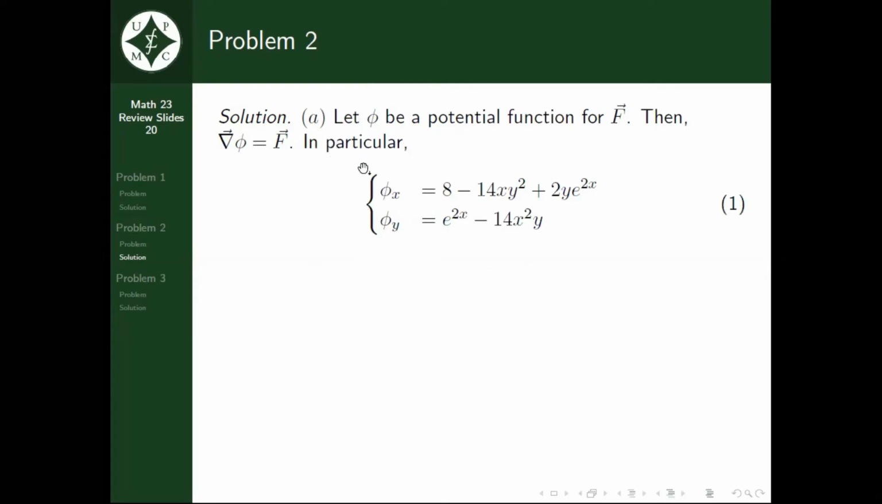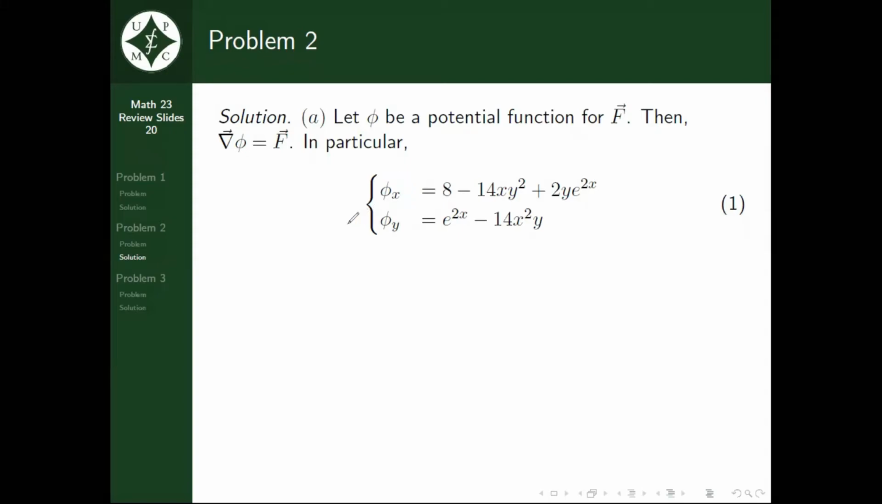Then, we wish to obtain phi. So, how do we do that? Since they are derivatives, we do the reverse process, which is integration. We can use integration with respect to x, or integration with respect to y. However, the slides are already preset, so we can't do anything about that. Let's just do the one for x.